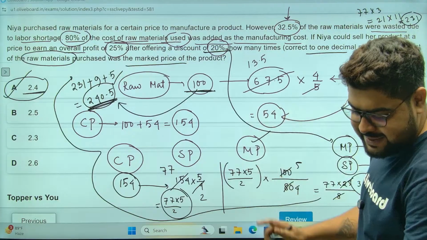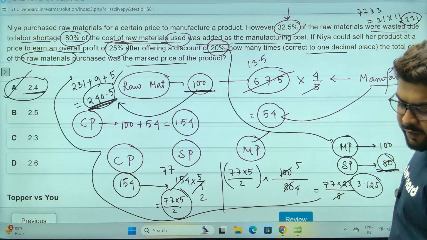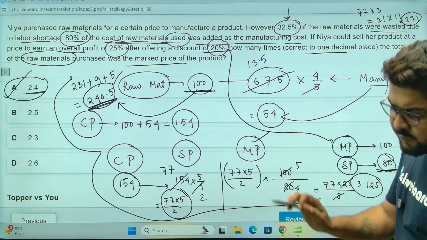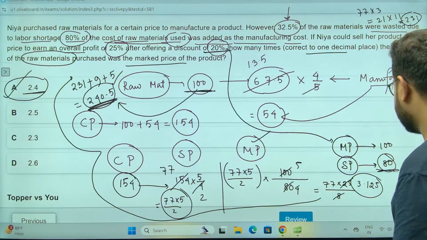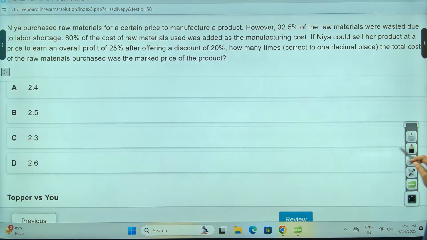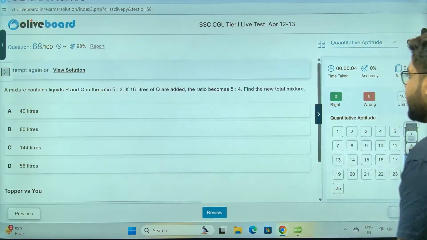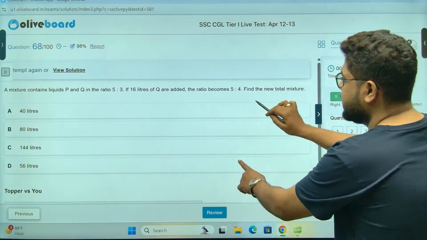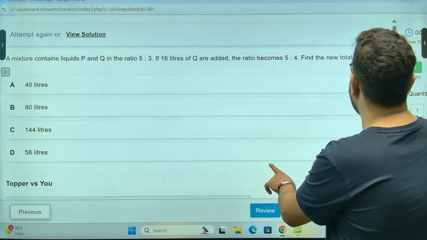This was a good question, a complicated question. But again, if you know how to approach, I don't think it will be a very big issue. It's a good quality question, not a very simple question. 2.4 is the answer. Okay, sir. Next one, sir.